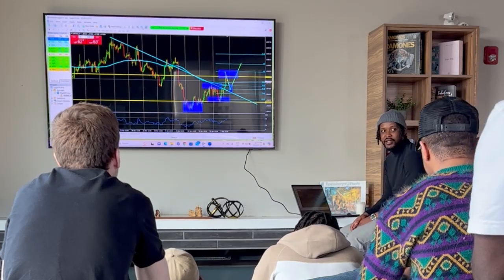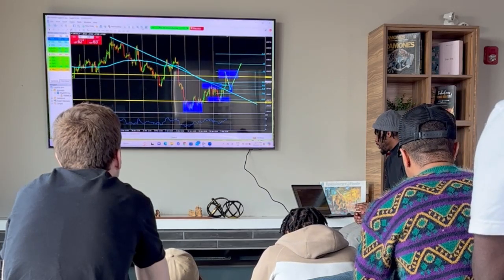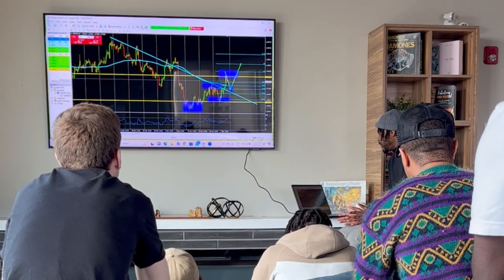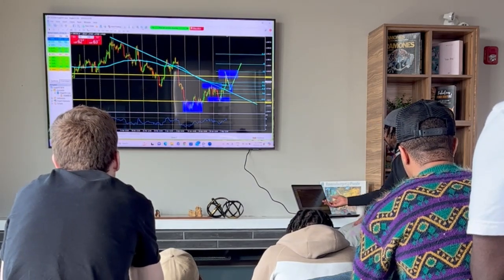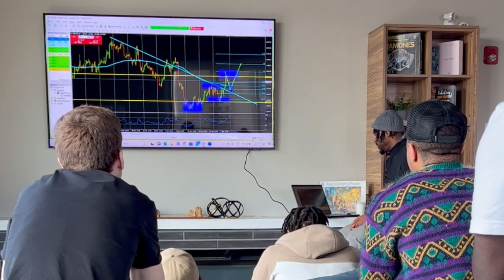Okay, you got any questions on that? Right? We trade with the trend. If it's bearish, we look for sales. If it's bullish, we look for buys. Break above of the downtrend and retest. That's all we need.